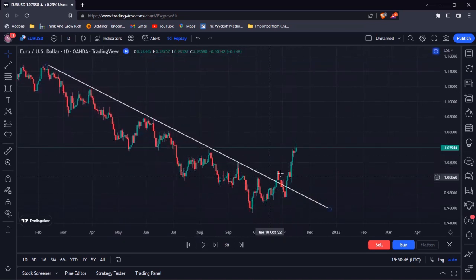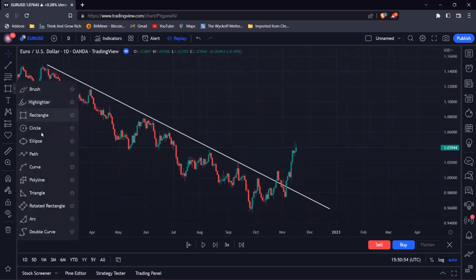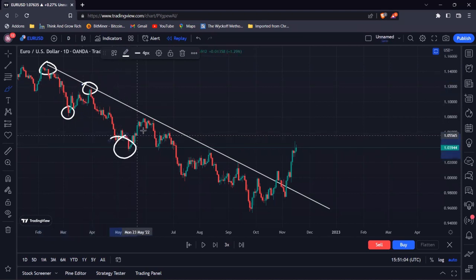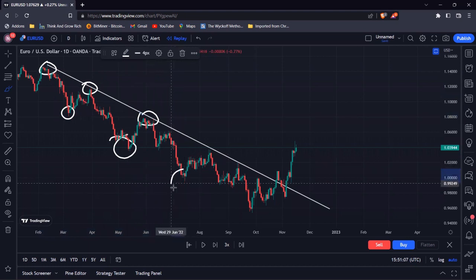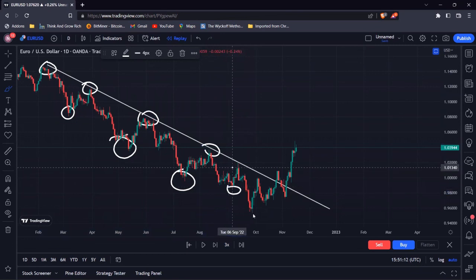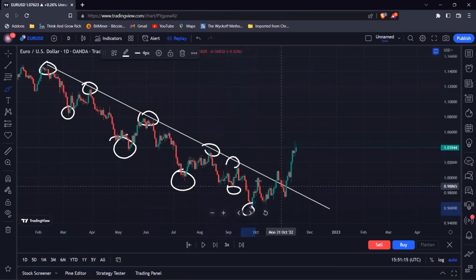Now, note what happened. We didn't just have a break of the trend line, but we also have a structural change. Look at what price is doing before now. Price made a high, made a low, made a lower high, and then a lower low, and then a lower high and a lower low. So notice how price is making lower highs and lower lows. Now, price broke out of this trend line, but that doesn't make the market bearish or bullish yet.